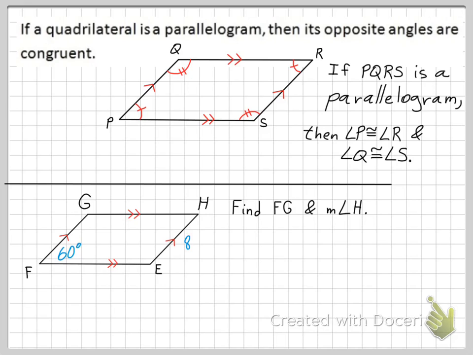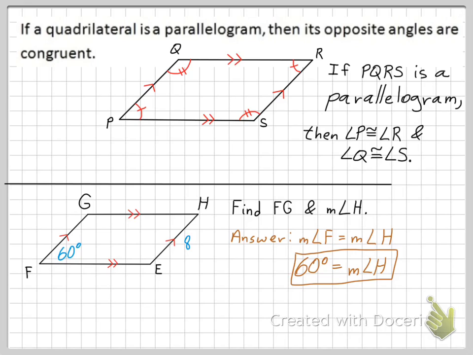Okay, and here's a typical problem that you would get in this parallelogram. Find FG, the measure of FG, and the measure of angle H. Well, let's go on with the answer. So we know that if we're working with the angle first here, if a quadrilateral is a parallelogram, then its opposite angles are congruent. So the measure of angle F is going to equal the measure of angle H. And the measure of angle F is 60 degrees, so the measure of angle H is 60 degrees as well.